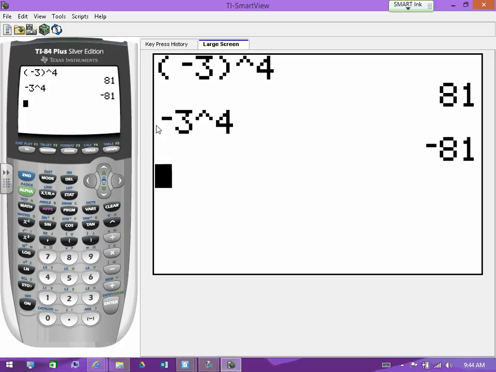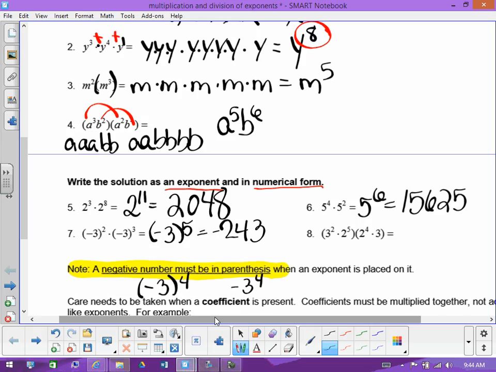So when you're looking at your problems, you need to be sure that if this is in parentheses, it stays in parentheses. Because it makes a big difference. Okay, number 8.